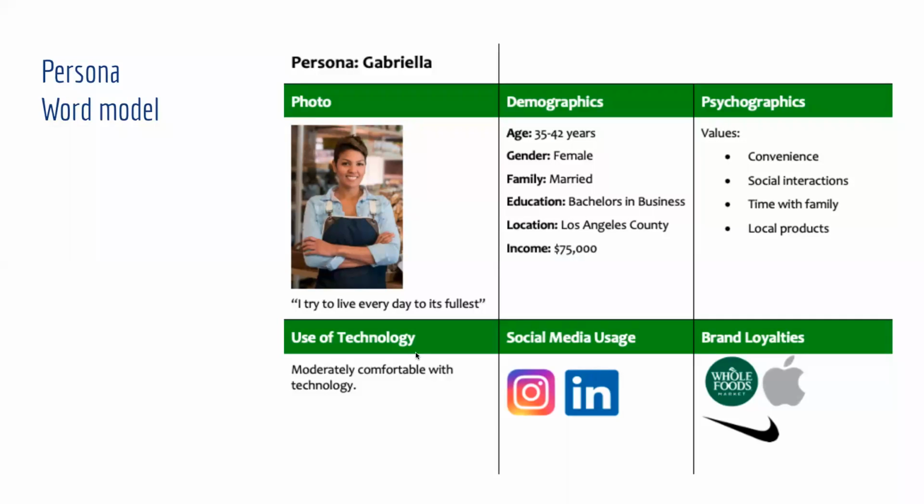Then sometimes use of technology is important. If you want to change something else, you can just click on this and change it in the live file. We like to put social media because that sometimes is important. And we like to do this through images, not just through words. So we have Whole Foods, Apple, and Nike. She's loyal to these brands.